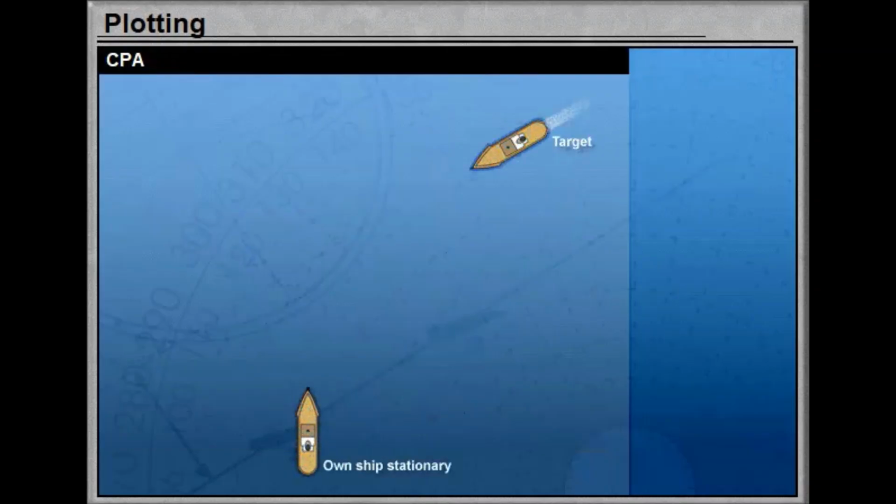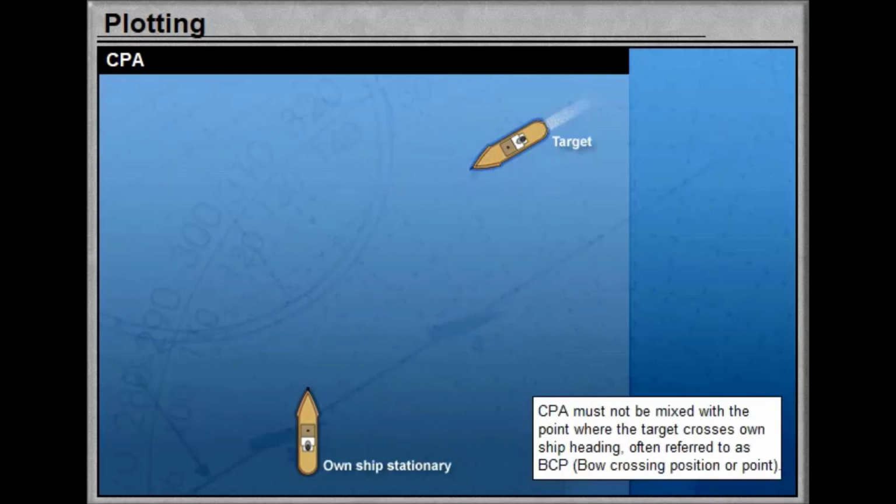Closest point of approach, CPA, is defined as the shortest distance between own ship and a target, measured from own ship to the closest point on the echo line. CPA must not be mixed with the point where the target crosses own ship heading, often referred to as BCP, bow crossing position or point.